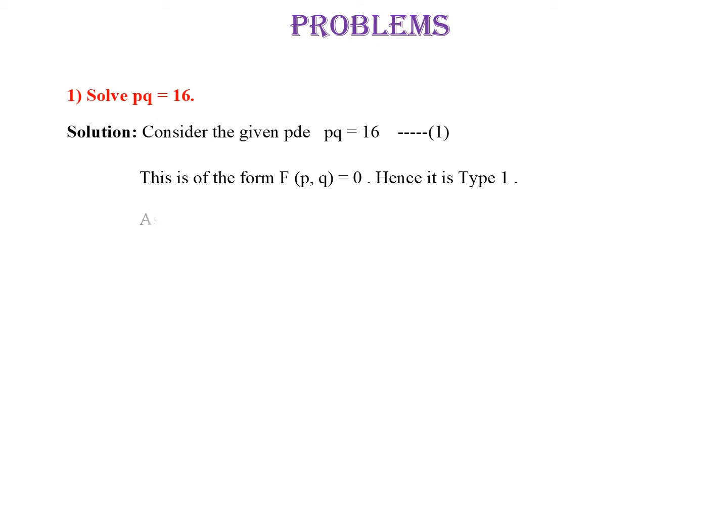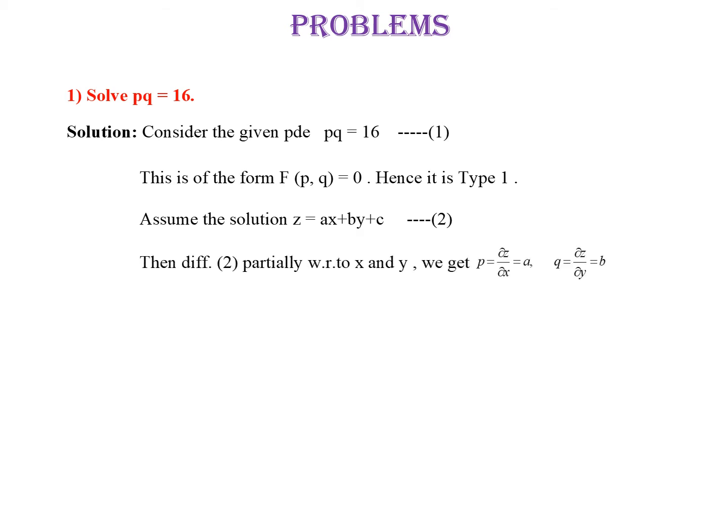Now, what is the procedure for the first type? We saw: assume the solution z equal to ax plus by plus c. Call this equation 2. Now, when you differentiate equation 2 with respect to x, what do we get? Dou z by dou x, which is p, is equal to a. And similarly, differentiating with respect to y, we will get q, that is dou z by dou y, which is equal to b.